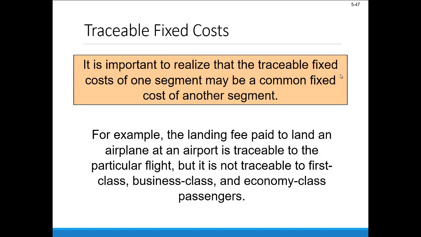Back to our university example, the dean of the College of Business, their salary is traceable to the College of Business, but it's not traceable to the School of Accountancy, the management department, the finance department, and so on. So the level of analysis is very important when we're trying to determine traceability. It might be traceable at one level, it might be a common fixed cost at another level. Just something to keep in mind.